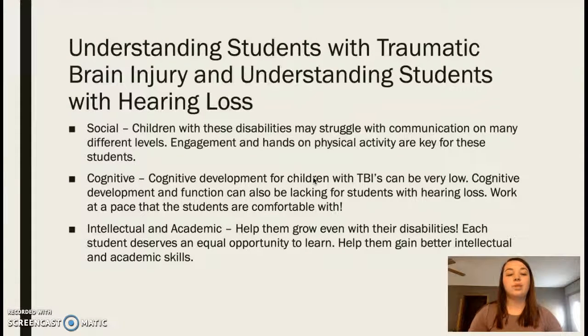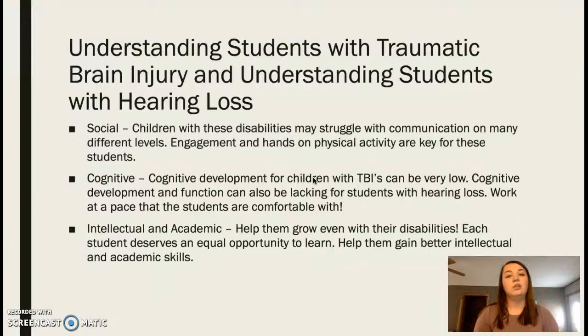Also, cognitive development for children with traumatic brain injury is really going to vary depending on the injury. It can be really low, or they can have some better cognitive skills too. It just depends. Also, cognitive development and cognitive function can be lacking in students with hearing loss. You just need to be able to work at a pace that students are comfortable with and that they understand, so that they can increase their cognitive development and function.